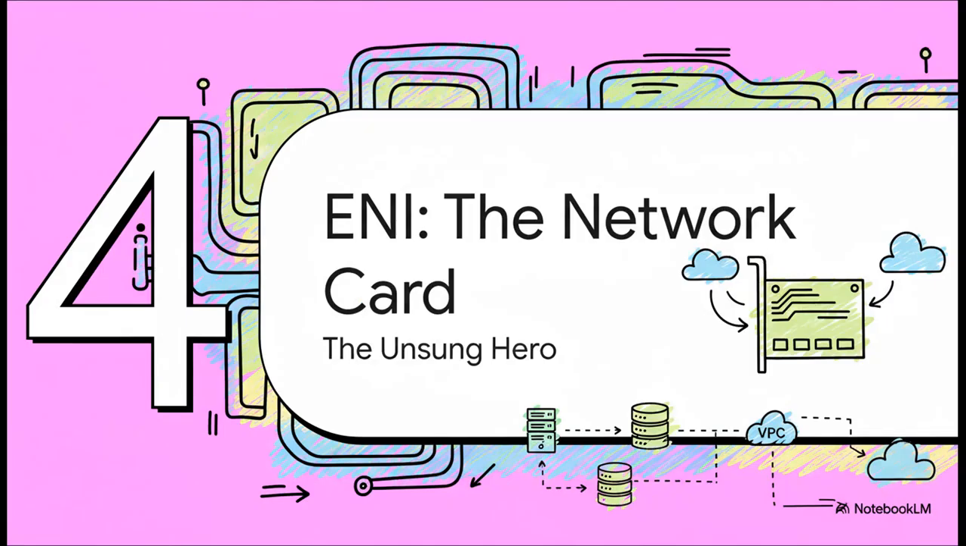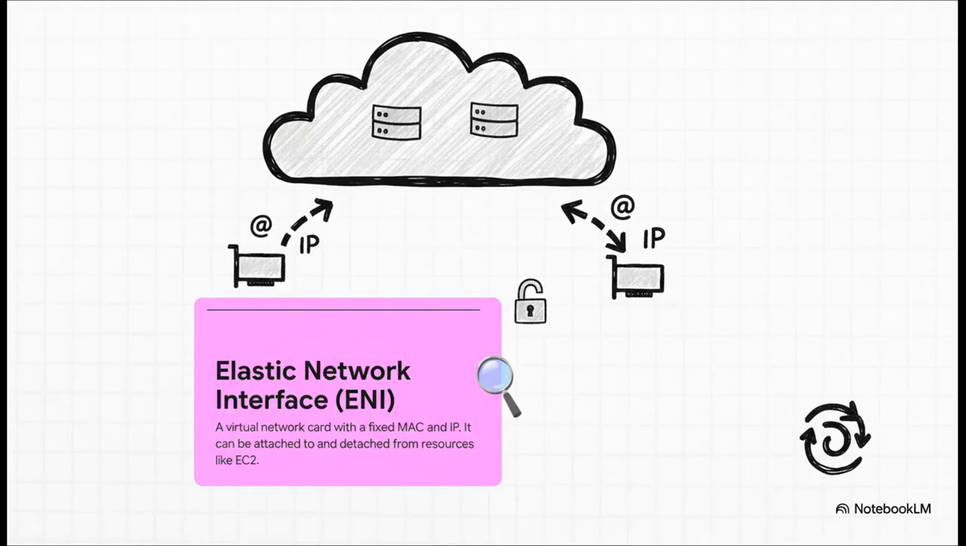All right, let's talk about the final piece of our puzzle, the Elastic Network Interface, or ENI. This thing is truly the unsung hero of AWS networking. It's the virtual network card that actually glues almost everything we've talked about together. What makes an ENI so special is that it's a persistent object. It's its own thing. It's a virtual network card with its own MAC address and private IP that isn't permanently welded to a specific EC2 instance. You can detach it from one server and reattach it to another. And it's this mobility that makes it so unbelievably powerful.